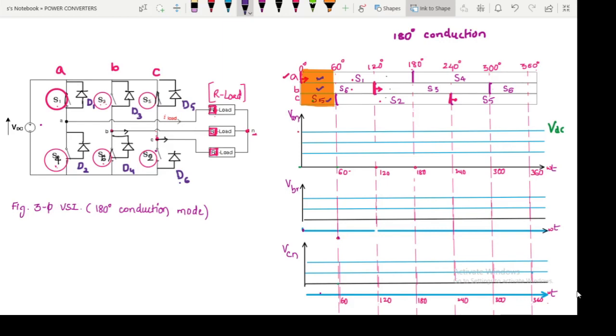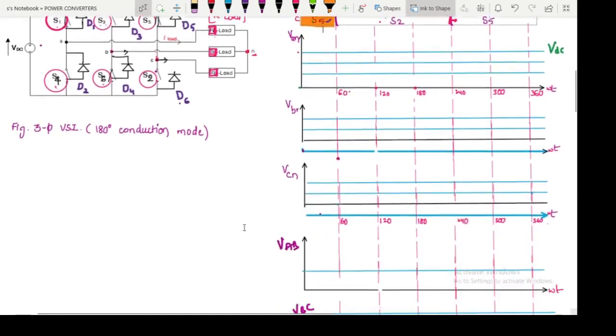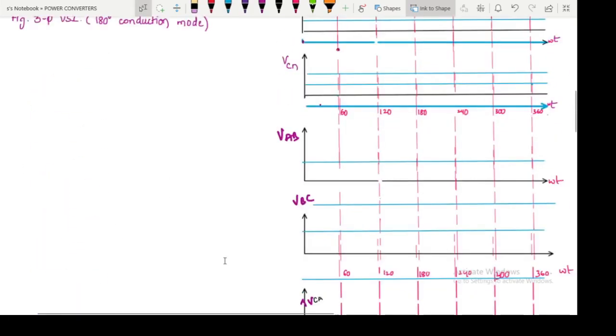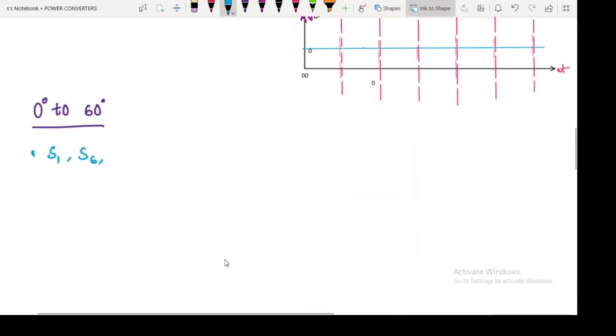So what are the switches that are turned on from 0 to 60 degrees? Switch 1 and switch 6 and switch 5 are conducting. Here you can see there are two odd numbered switches turned on and one even numbered switch is conducting. That means odd numbered means there are two switches from the upper side. They are upper group switches.